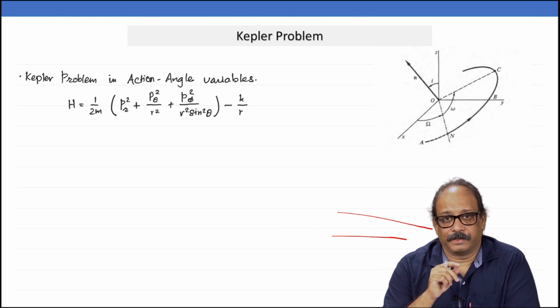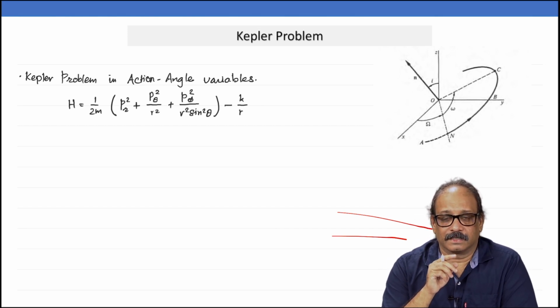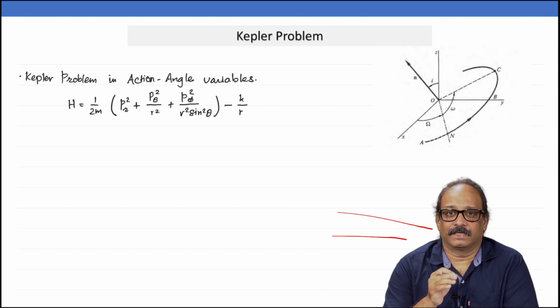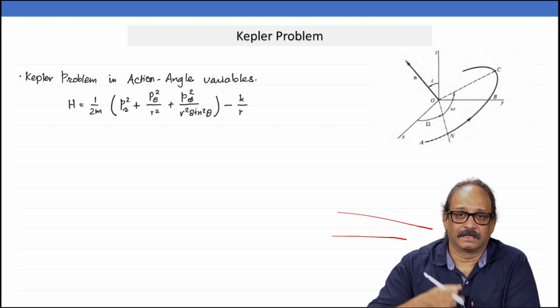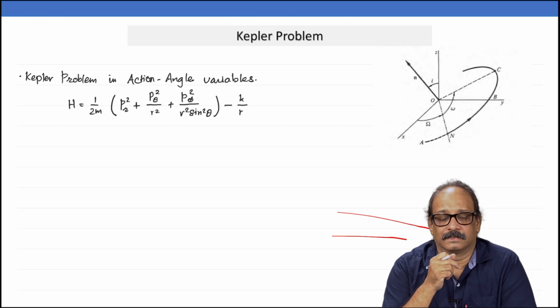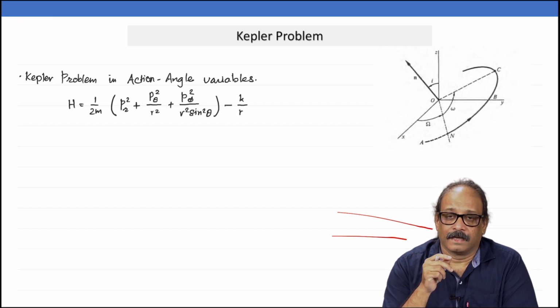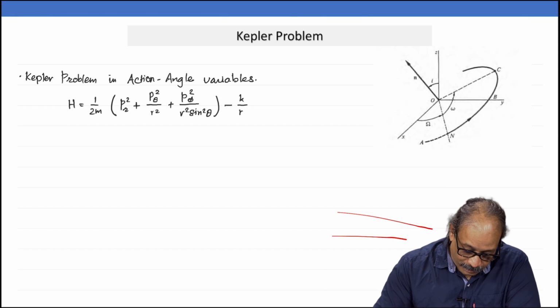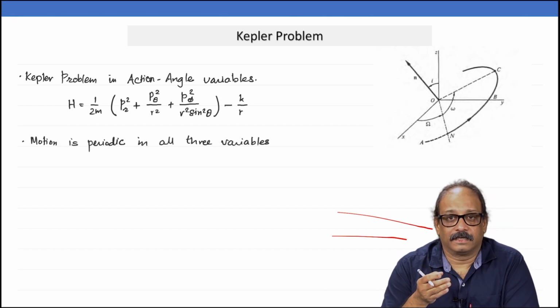See, when I say periodic, I do not really mean it is just periodic in time t. We know that it is periodic in time t, it repeats, it is a closed orbit and it repeats in time t. But in addition, it is also periodic in angle phi, it is periodic in coordinate r, it is periodic in angle theta. So, the motion here is in fact periodic in all three variables.